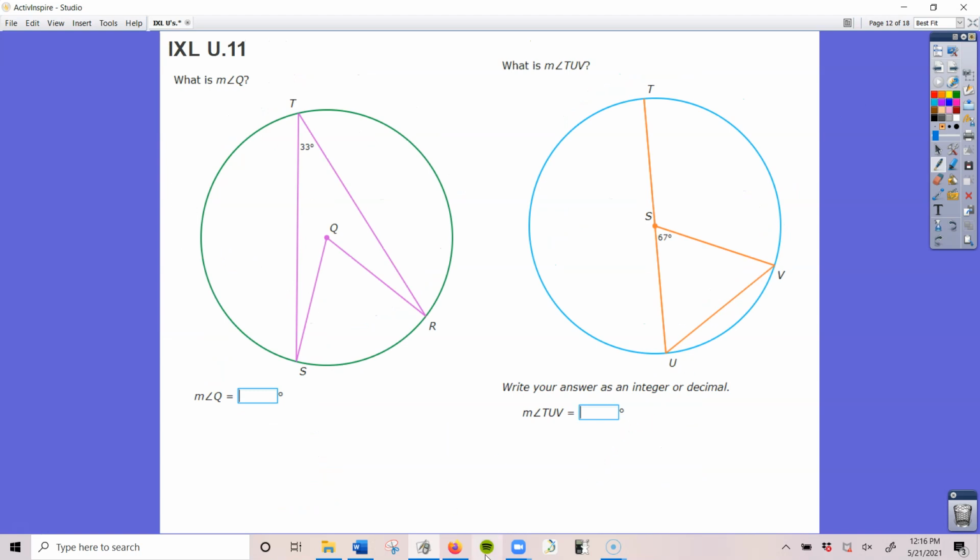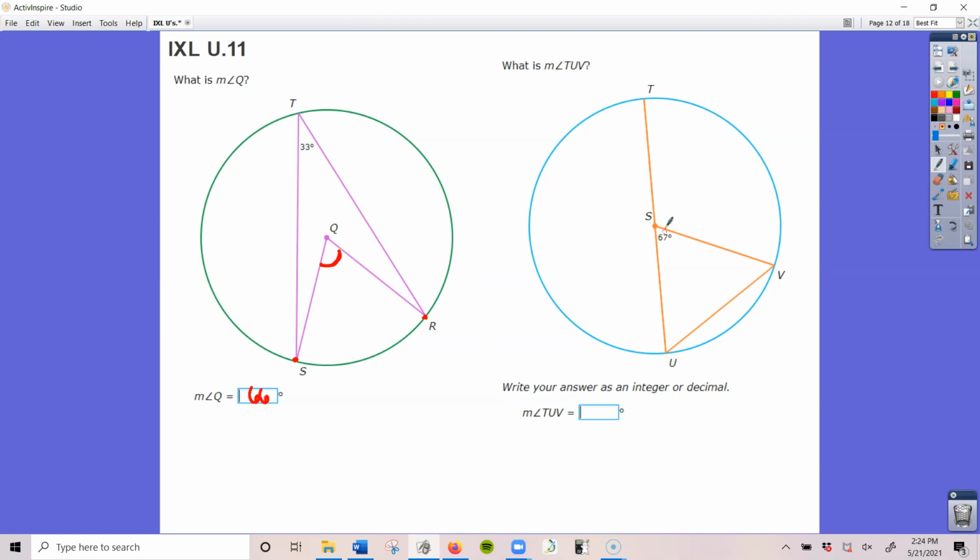So let's start here with U11. Now in this IXL, you're trying to find a missing angle depending on the angle that's given on the edge of the circle. Now the relationship here is that the central angle here that intercepts this same arc is going to be double of this angle here that also intercepts this arc. So if this is 33, you multiply 33 times 2 to get Q, which would be 66.